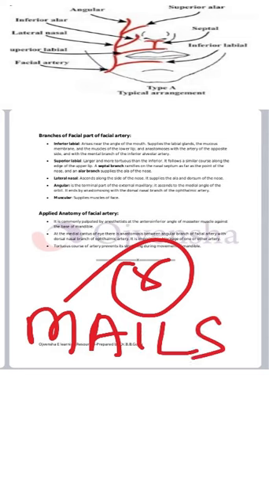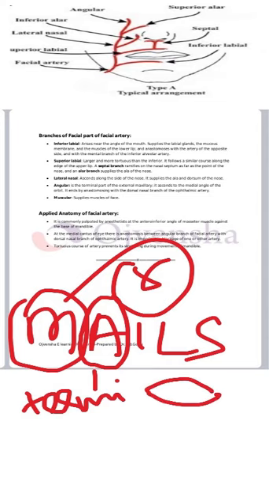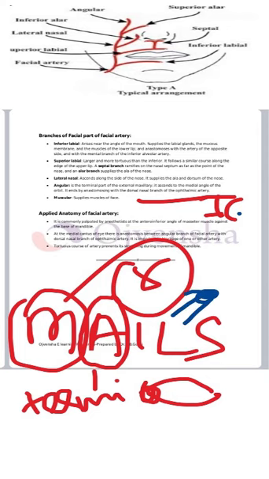So MALES, M is the muscular, which supplies the muscles of the face. A is the angular. This is again an important point in that it is the terminal part of the facial artery that ends at the medial canthus of the eye. It anastomoses with the dorsal nasal branch of the ophthalmic artery, which is again from the internal carotid artery. So in the applied anatomy you can give this point, that is, the medial canthus of the orbit is the point of anastomosis between external carotid artery and the internal carotid artery.